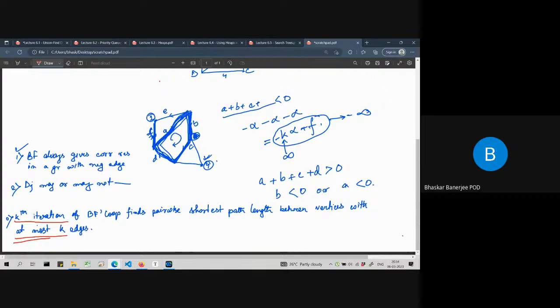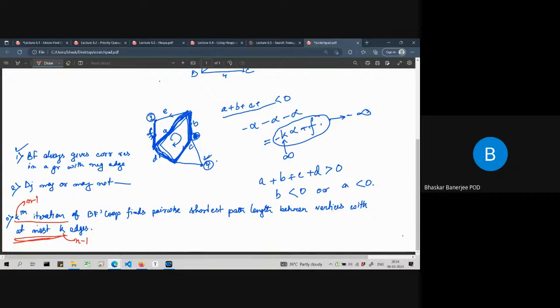Now let's come back to our previous concept. Given any graph, the maximum number of edges that can be present in a path between two vertices is always n minus 1, where n is the number of vertices. So if I run my Bellman Ford algorithm n minus 1 times, k becomes n minus 1. That means I would have the shortest possible path considering at most n minus 1 edges. Running Bellman-Ford loops n minus 1 times produces the shortest path between every pair of vertices with at most n minus 1 edges.